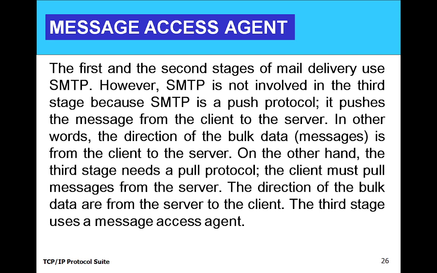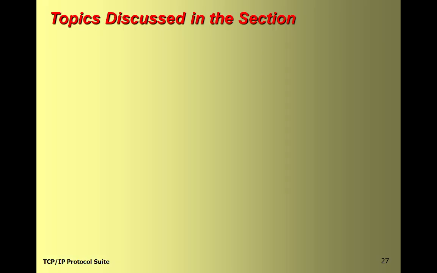Then the next one is the mail access agent. A message access agent means you can pull the messages from the server, in the direction of bulk data from the server to the client. In addition to the UA and MTA, we have this one also. Then the next one is we are going to discuss the POP protocol and the IMAP protocol.